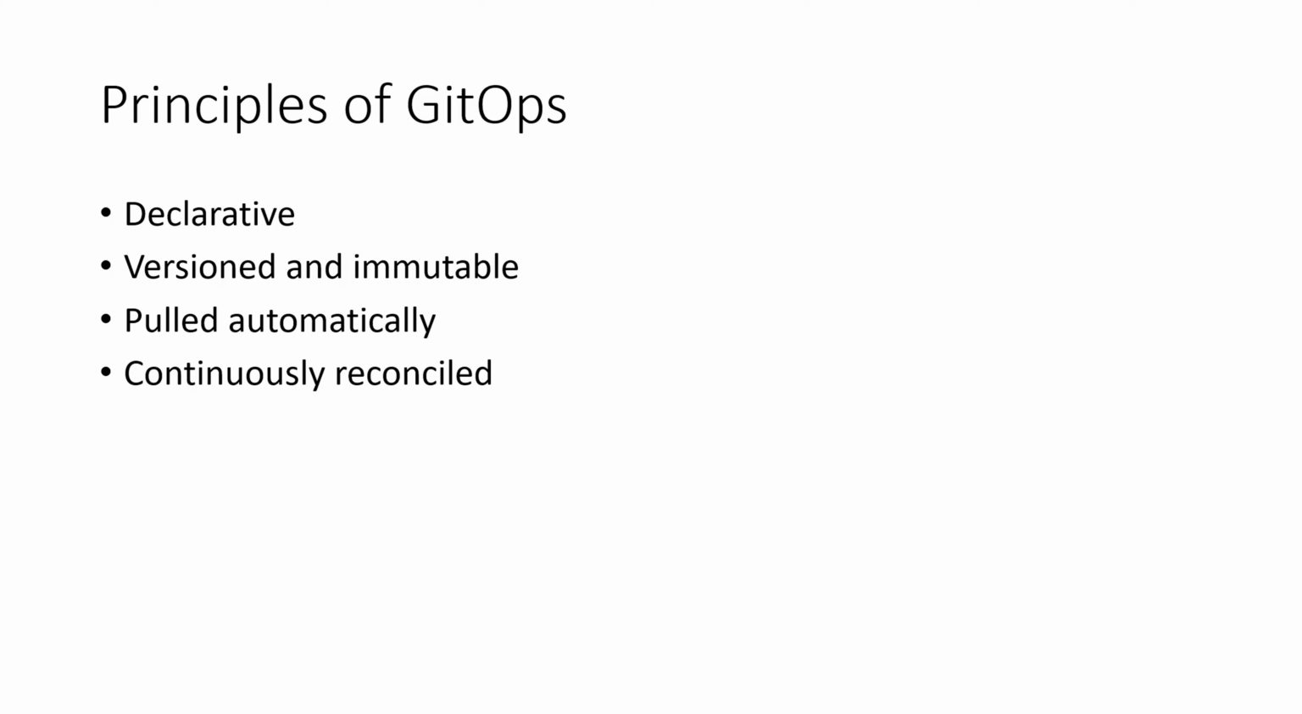You can also configure pull requests for your changes in your Git so that the changes in those files are reviewed. The next one being the files are pulled automatically. As we discussed, you need not apply your Kubernetes YAML manifest file by using kubectl apply, or you need not run helm install. The agent should take care of pulling the changes that you are doing to the Git repositories.